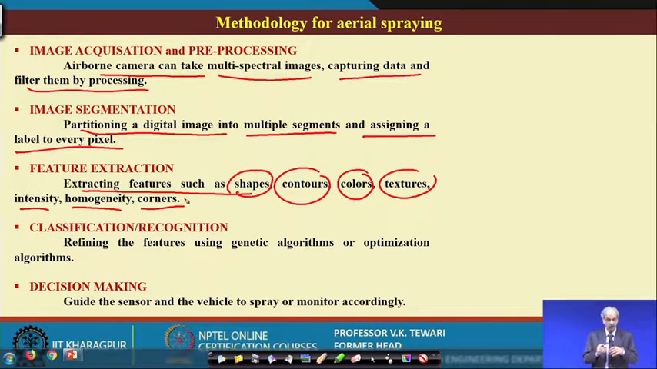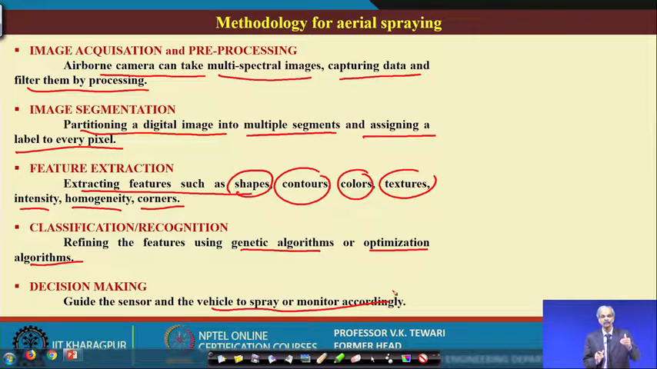Then classification or recognition. That means refining the features using genetic algorithm or optimization algorithms. Now, you will try to refine this information that you have got, and then decision making, guiding the sensor and the vehicle to spray and monitor accordingly. So, this is the process methodology which is followed for aerial spraying.